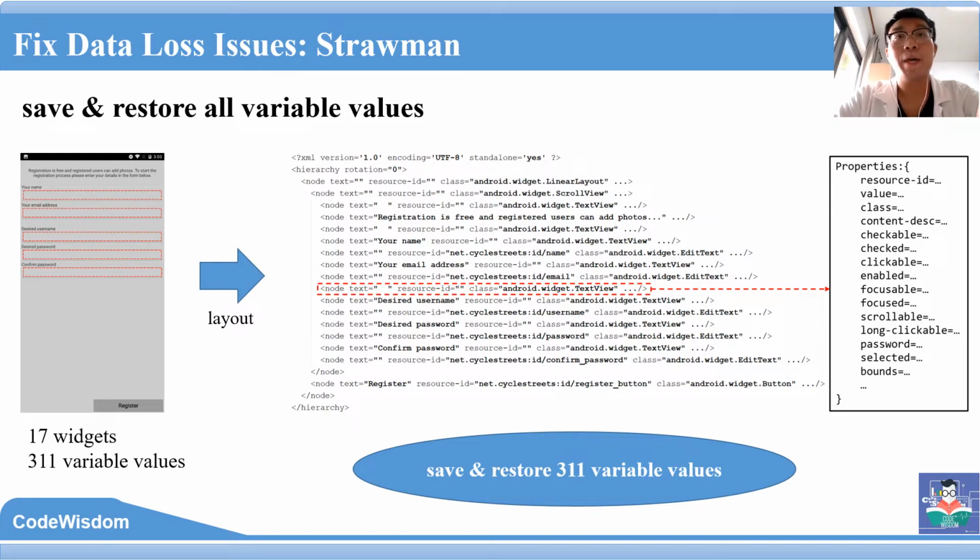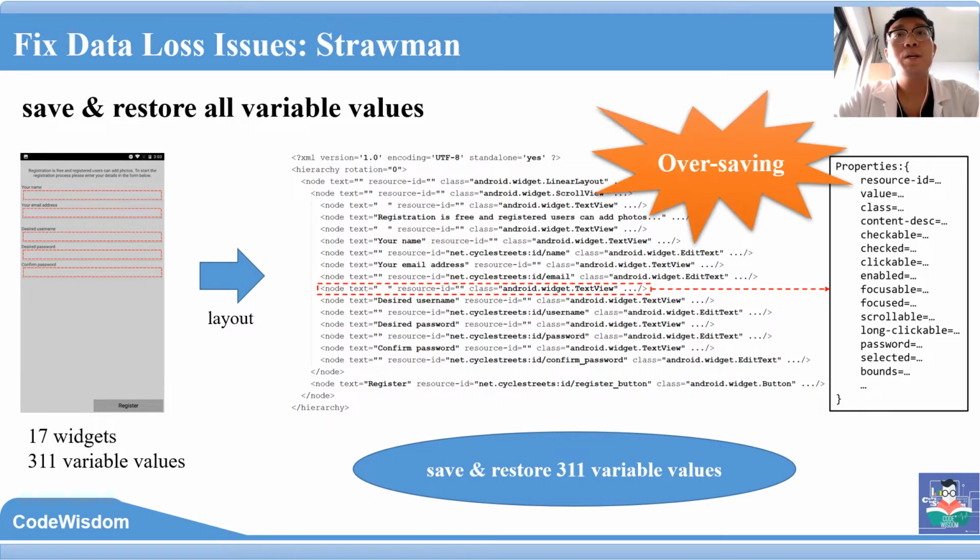Look at this page. It includes 17 widgets and each widget contains more than 15 properties. It contains 311 variable values in total. In this way, all the 311 variable values will be saved. However, only 5 variable values need to be saved.